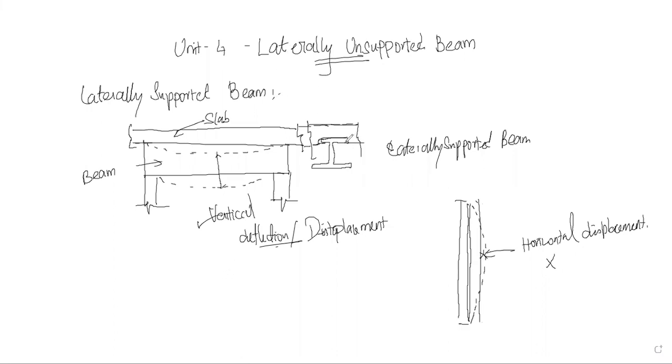Since its compression flange is inserted in the slab, or else we can have a separate provision. Like that, we are going to do a weld, so that this weld goes inside of the slab. So that we can have some restraints over the beam. So this is called a laterally supported beam. Next we should move on to the laterally unsupported beam.